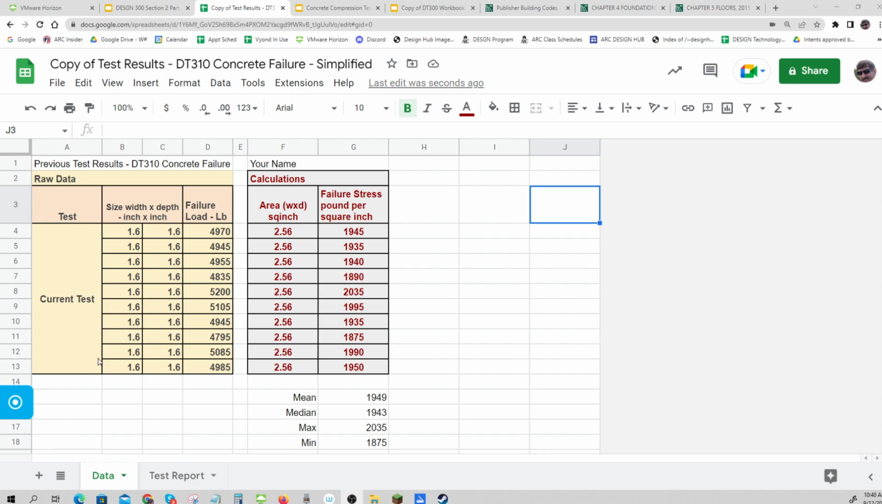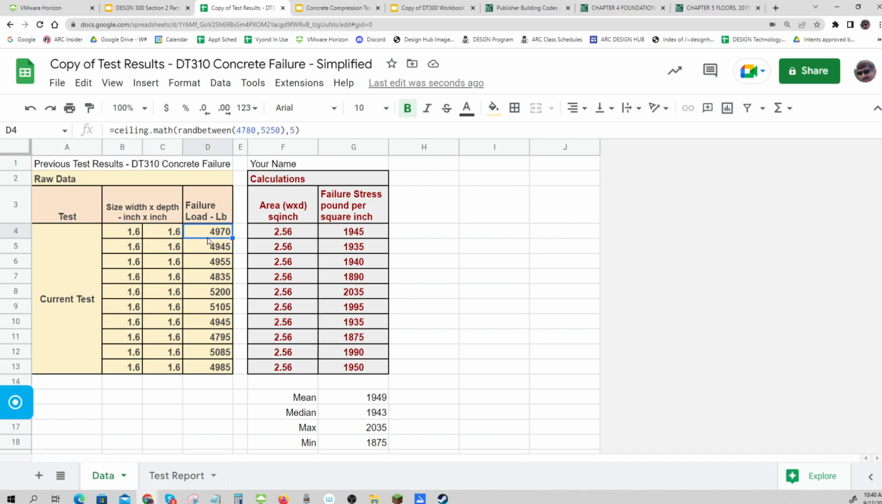And in this case, we're doing square tests. It's 1.6 inches by 1.6 inches. Okay, so that's the size of the square. And I didn't measure the length. And then we measure the load. So these are measurements. These were all taken off of one long piece of concrete that we chopped up. So they were all really close to the same.